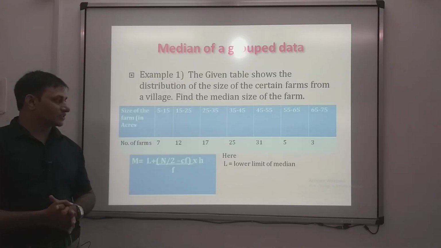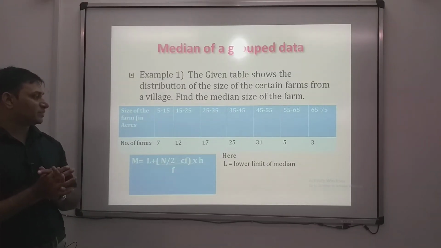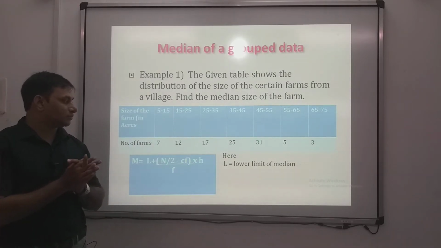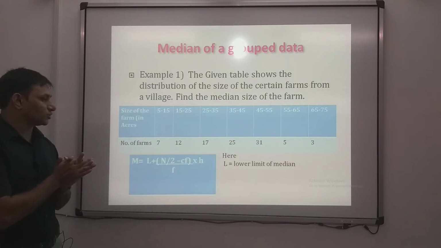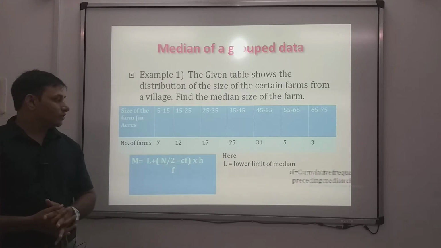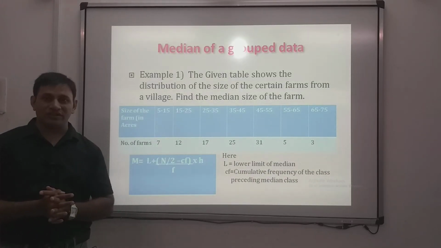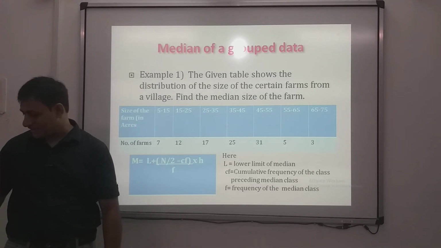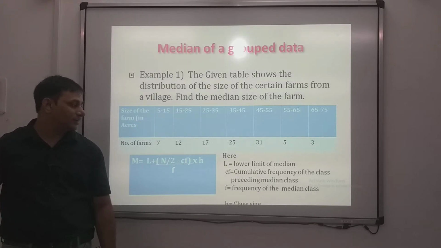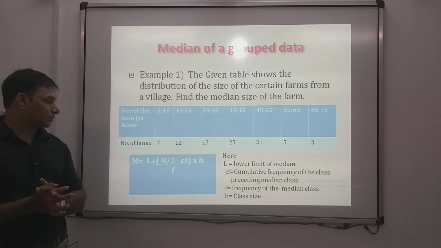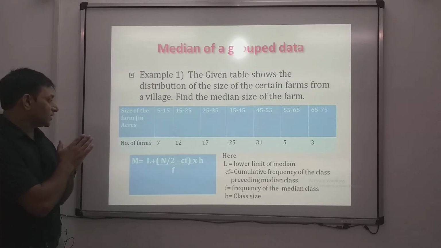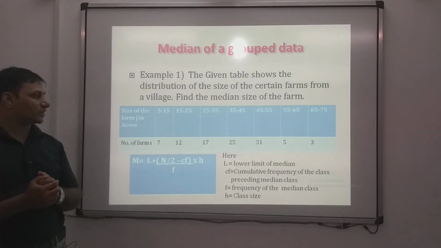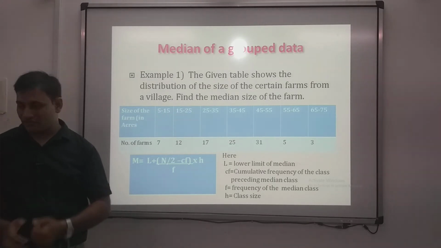What is CF? CF is the cumulative frequency of the class preceding the median class. Cumulative frequency we need to find. I will show you how to find it, but just now I am giving you the information on the basis of the formula. What is F? F is nothing but the frequency of the median class. And H is the class size. Here, if you see the class 5 to 15, the class size is 10. And most important is N by 2. What is N? N is the number of observations, that is the total number of frequencies. If you add up all the frequencies, you will get 100. So N by 2 is 50.